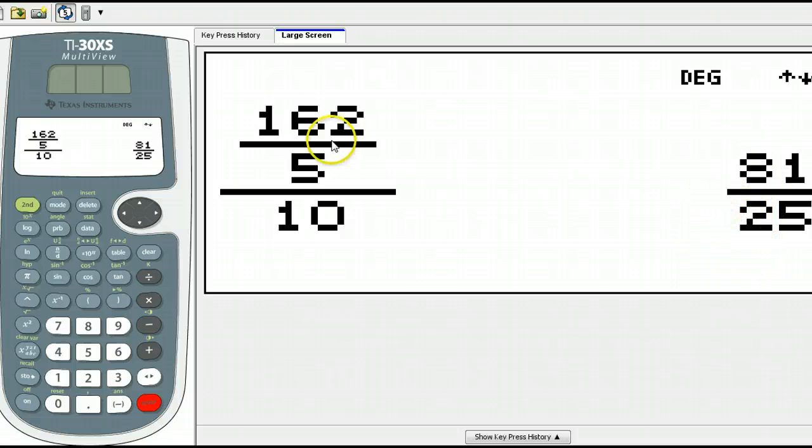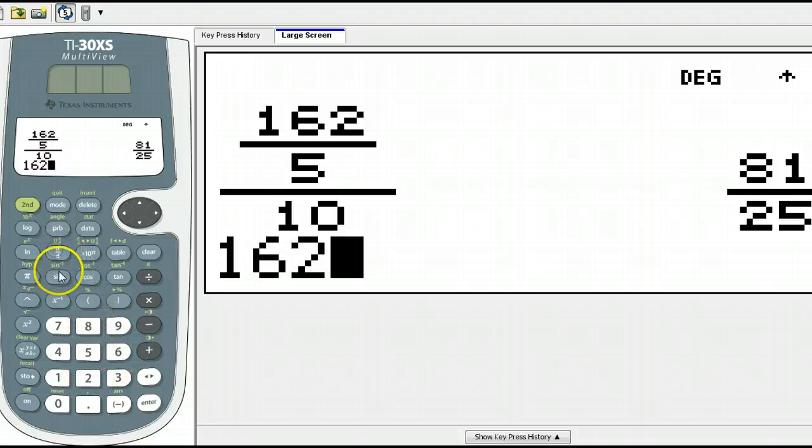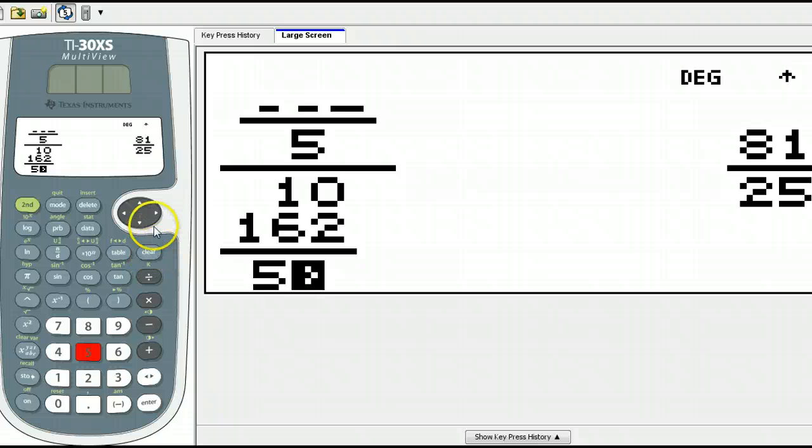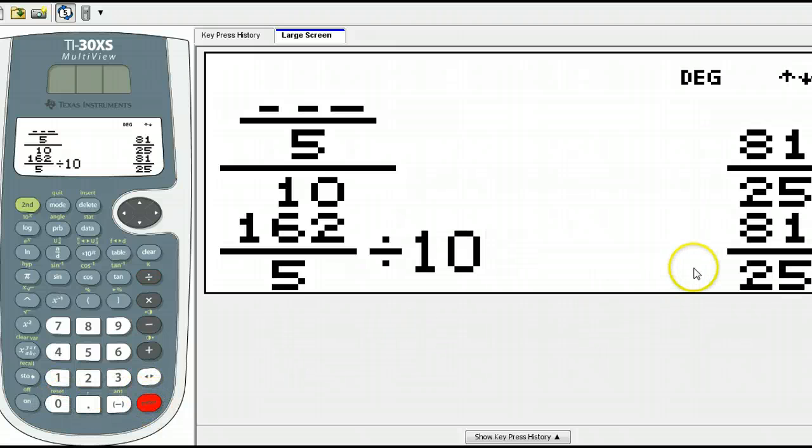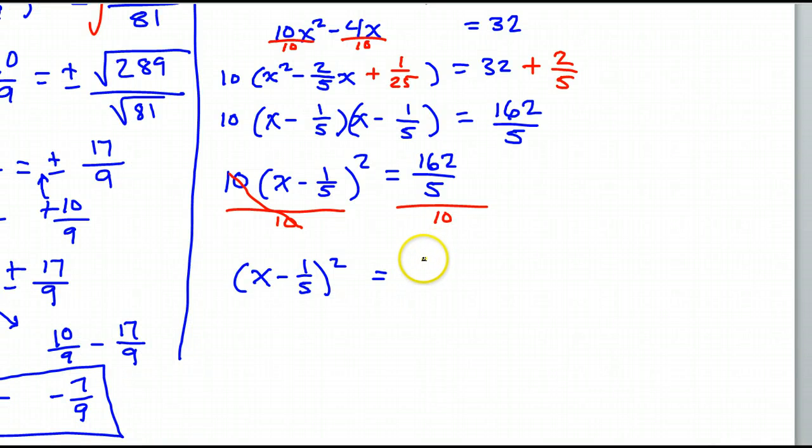Now, instead of that, what I could do is 162 over 5 divided by 10 using the old-fashioned division sign. A lot of you would probably be more comfortable with that, so let me demonstrate that. I could have done 162 over 5, and then divided by 10. So either way, you're going to get 81 over 25.